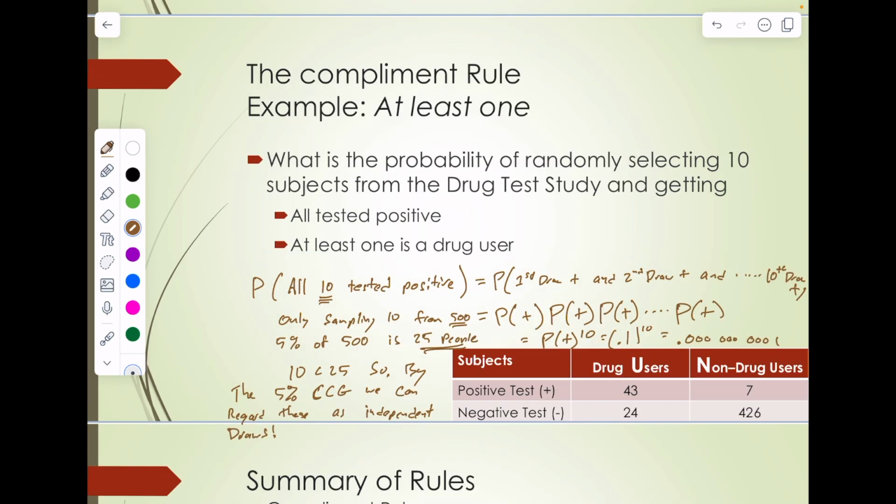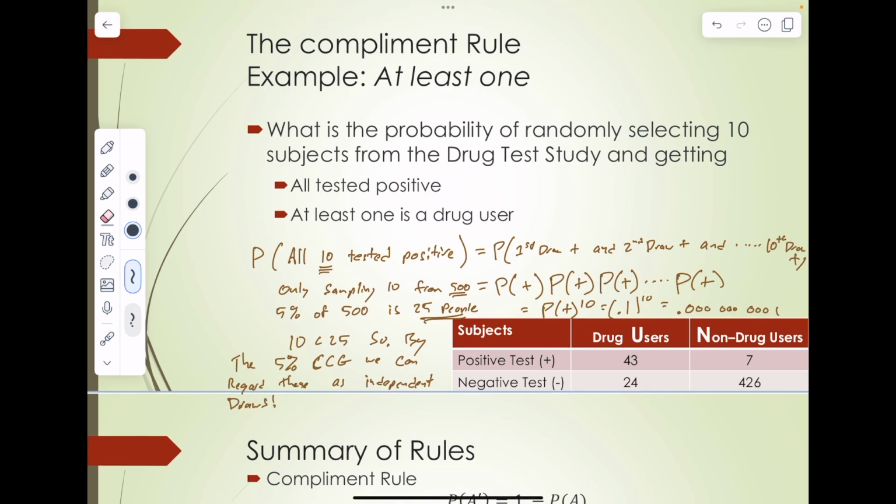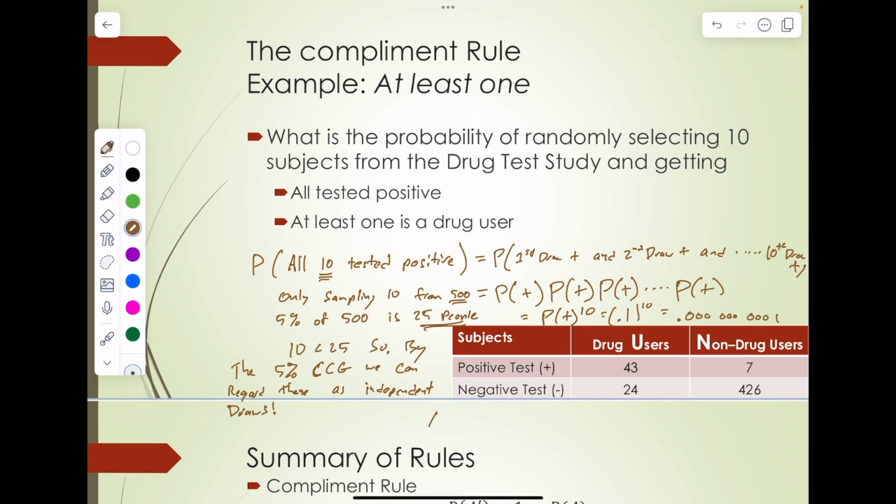Now let's do this other one, which is the probability of at least one. At least one of the 10 is a user. So if A is at least one of 10 are users, the opposite of that, A complement, is none are users. Now, none are users is a bunch of ands. First draw, not a user. And second draw, not a user. And third draw, not a user. And there's a lot of ands there.